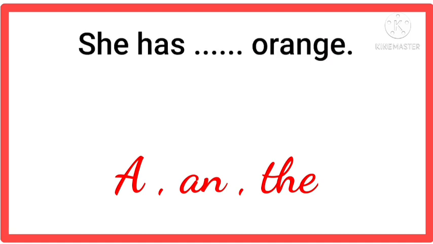Second sentence, she has blank orange. Which article should we use? 1, 2, 3, 4, 5. And she has an orange because O is a vowel sound.